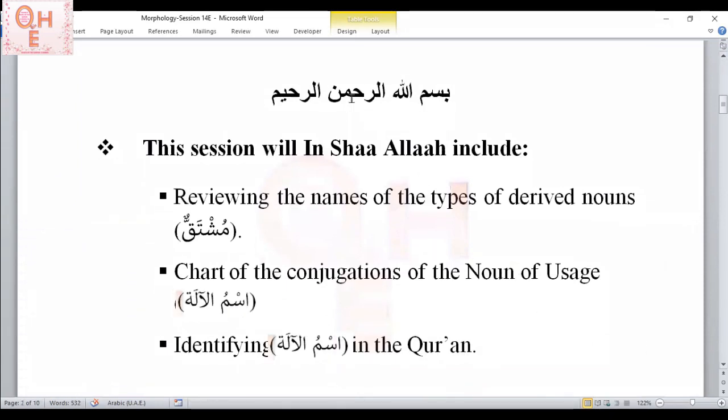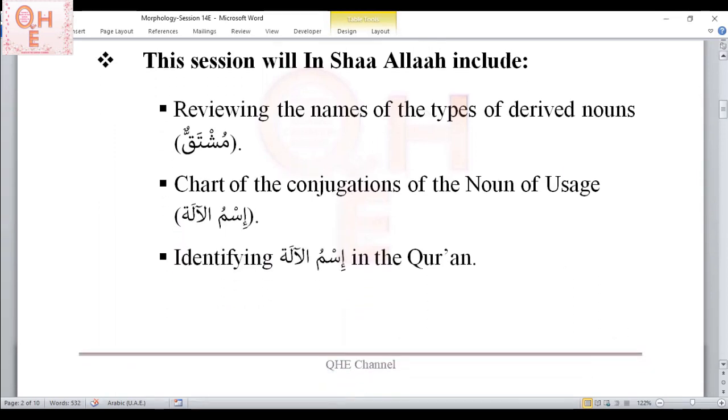This session, we will go over the types of mushtaq nouns. We are going to review them again, and we are going to go over the conjugations of the noun of usage, which is called ismul ala. And we are going to identify them in Quran through some examples.